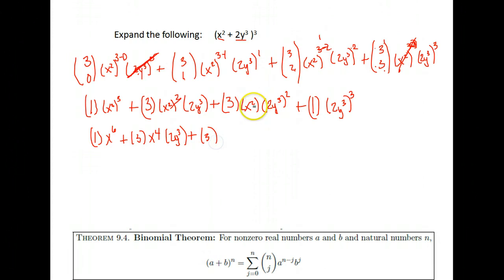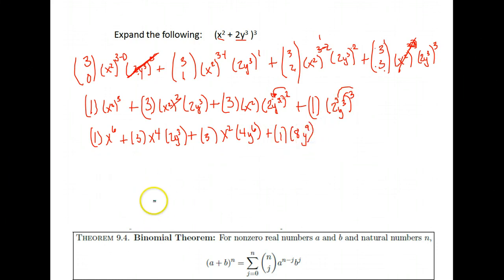Plus 3 times, here I have just a plain old x squared. Here, this squared has to go to both the 2 and the y to the 3rd. So that's going to give me 2 squared, which is 4, and y to the 3rd squared, you multiply the exponents, so that gives me y to the 6th. Plus 1 times, and again here, because there's no addition here, it's multiplication, I just distribute that exponent. So 2 to the 3rd power gives me 8, and y to the 3rd to the 3rd, multiply your exponents, you get y to the 9th.